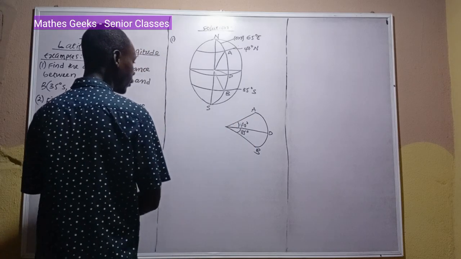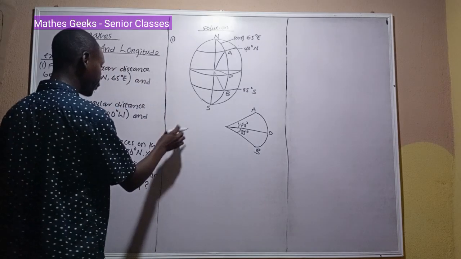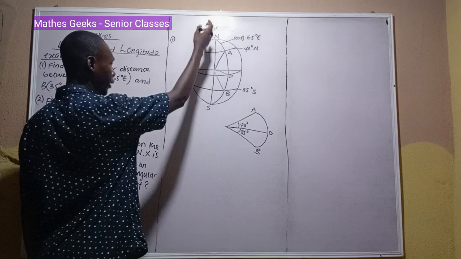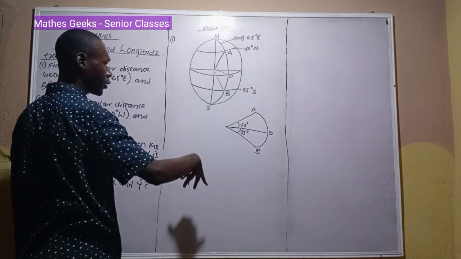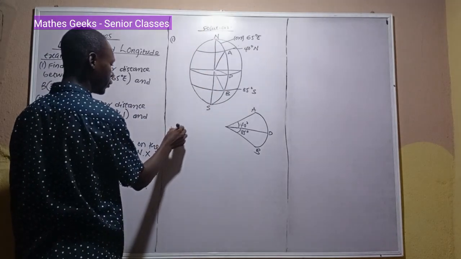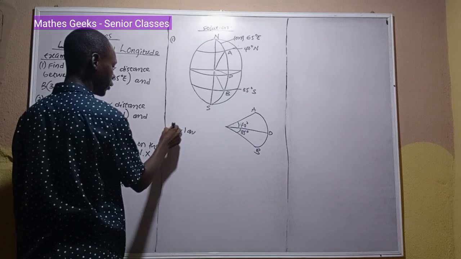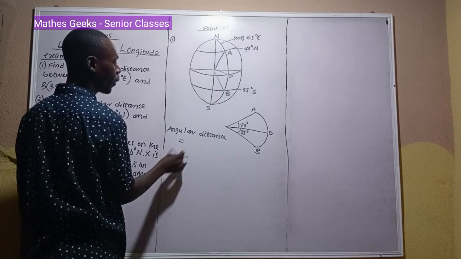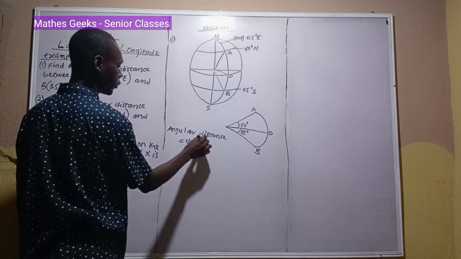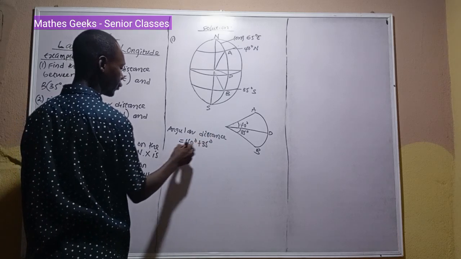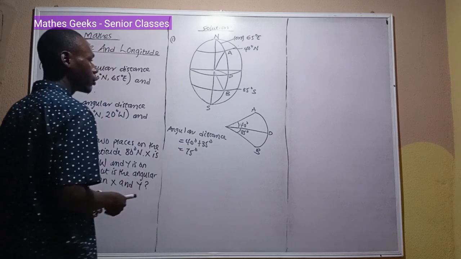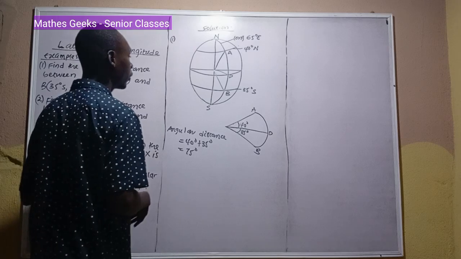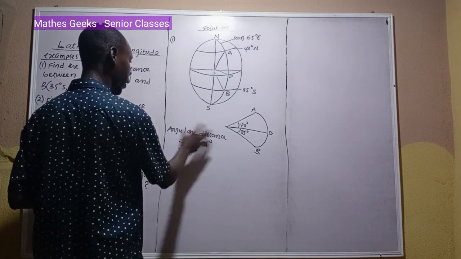Now something you notice: when we discover that A is in the northern hemisphere and B is in the southern hemisphere, the angular distance is equal to 40 degrees plus 35 degrees, so that will give us 75 degrees. What that implies is that if the 2 points are on different hemispheres, you are going to add when you are looking for the angular distance.